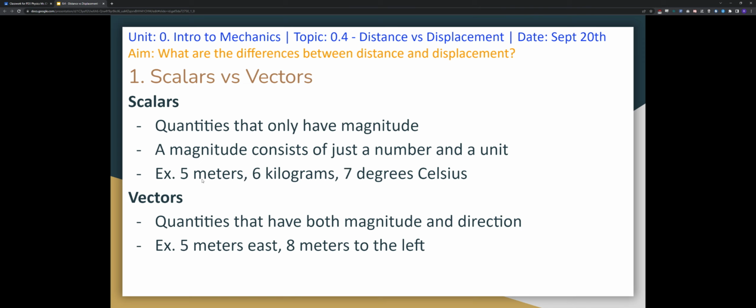Vectors, on the other hand, are quantities with both magnitude and direction, like 5 meters east, 8 meters to the left, 5 meters west. Anything with a direction is considered a vector. I know some of you don't know what a magnitude is yet, but magnitude is basically a number, a size of something.